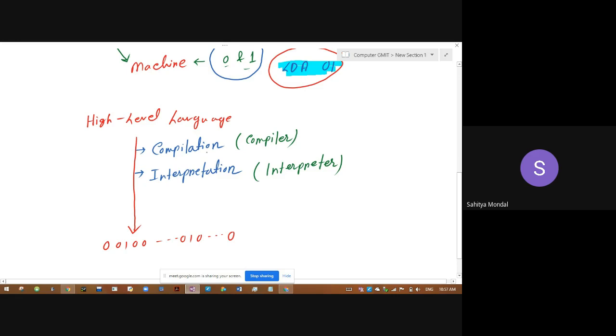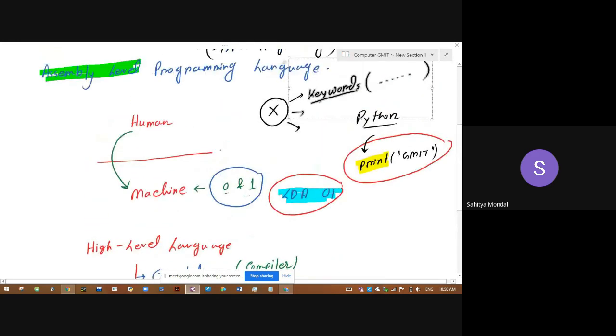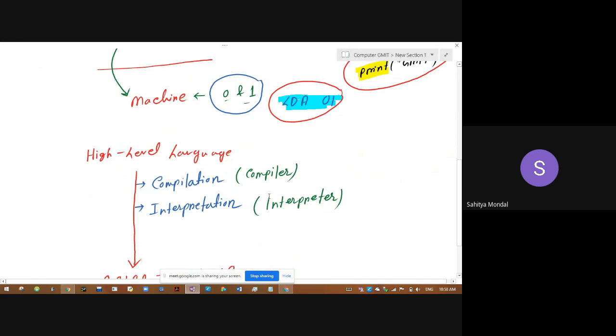So what does the compiler do? Mostly, in the broader view, it converts a high level programming language to the machine level language. Interpreter also does the same. Now, what are the basic differences? One student asked, if the system cannot understand print GMIT, how will the thing be displayed? So actually the compiler and interpreter are there to convert this print GMIT into some language which will be understandable by the machine.